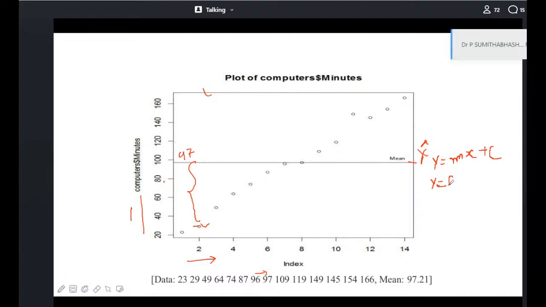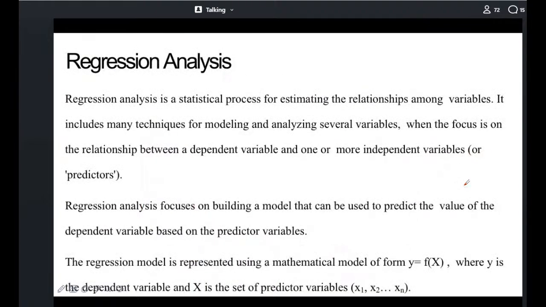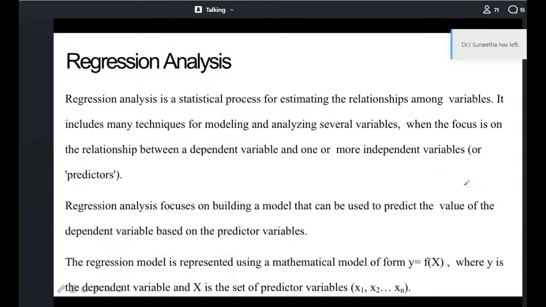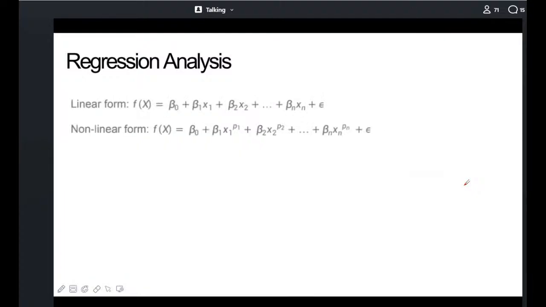So what we need to do is find a line which will best represent our data. That means regression analysis, simple linear regression analysis, the one I'm talking about, is nothing but the equation of a line, that is y equals mx plus c. So m represents your slope and c is your intercept. Now the question is how we represent that.